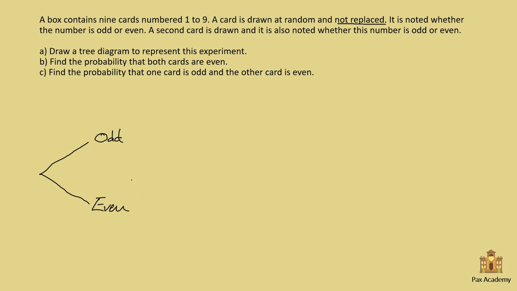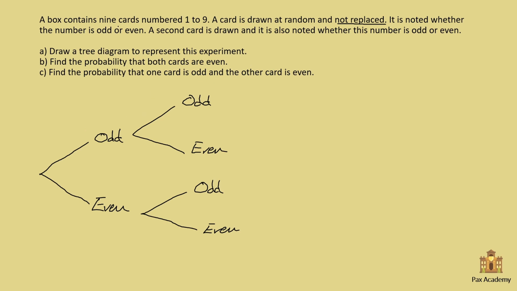Okay? And then it says a second card is drawn. It's also noted whether this number is odd or even. So after that, we have to go one more time. And it's also going to either be odd or even for both cases. Okay. Now let's try and find out the probabilities for each event happening.